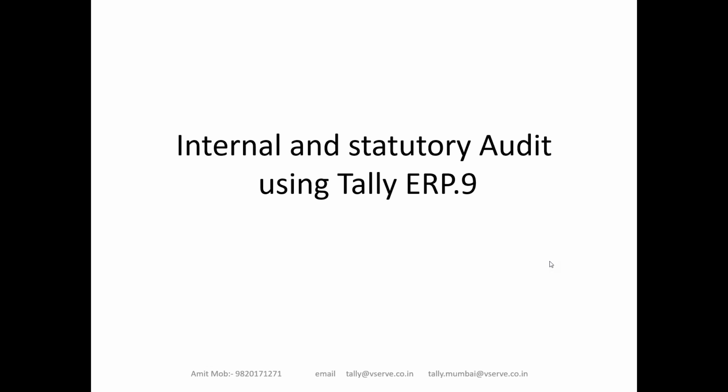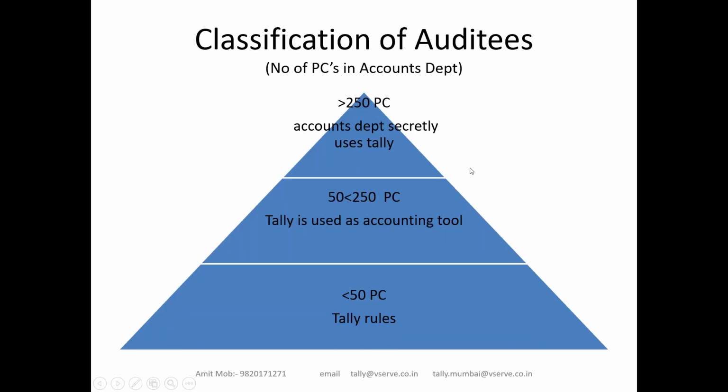This may not be the only way to classify the auditees. What we do is that we normally classify our auditees into these three types. If you can see this pyramid that I have made, you have auditees where there are less than 50 PCs. These are the organizations where, as of today, as I understand, Tally typically rules. You'll typically find that most of the organizations with less than 50 PCs are using Tally, at least 90-95% of them.